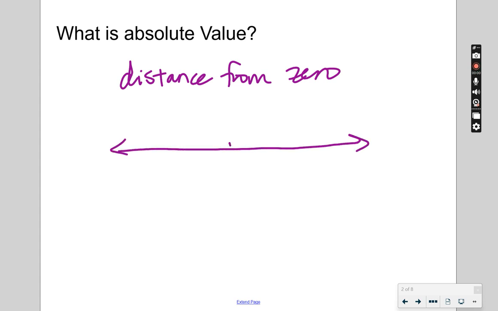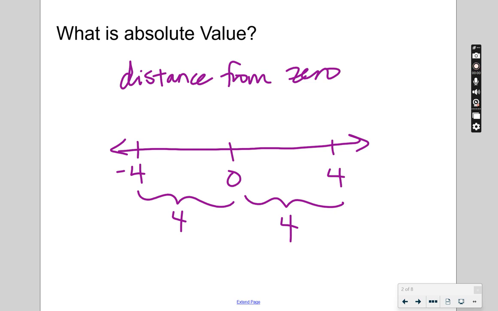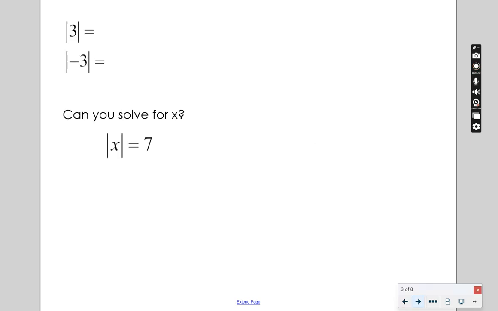So on a number line, I've got 0 here. -4, what is its distance from 0? 4. Over here, 4 is distance from 0. Also 4. Okay, it's good for us to know what these things mean instead of trying to just memorize little rules. Because if you're like, oh, it's the thing that changes signs. Well, that could be confusing because if it's positive, does it change signs? No, we're talking about distance, so that's why it's going to be positive. So no matter what the number is, the distance from 0 will be positive.